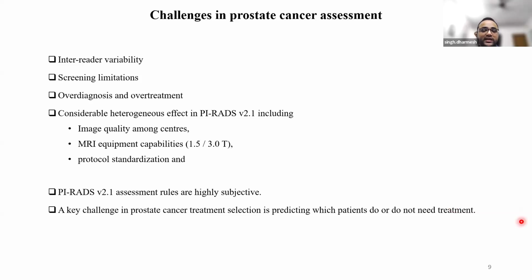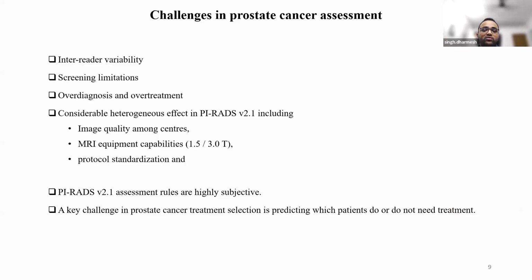Okay, so first is inter-reader variability, and second, we face limitations in screening. Many patients still undergo unnecessary biopsies because of overdiagnosis or indeterminate findings, leading to overtreatment of cancer that may never become clinically significant.